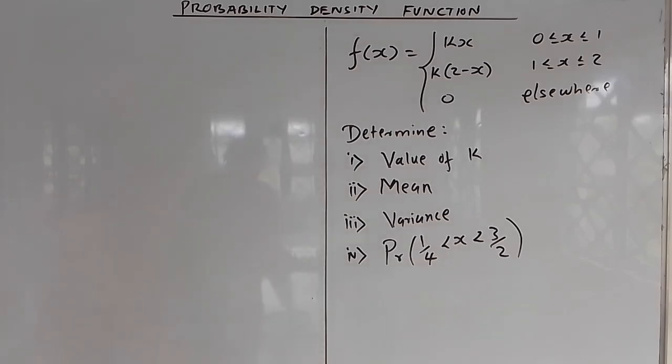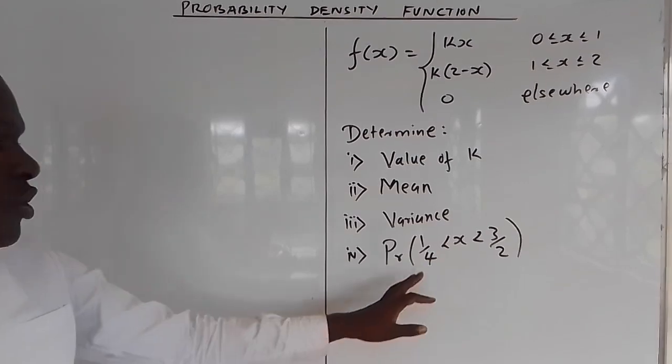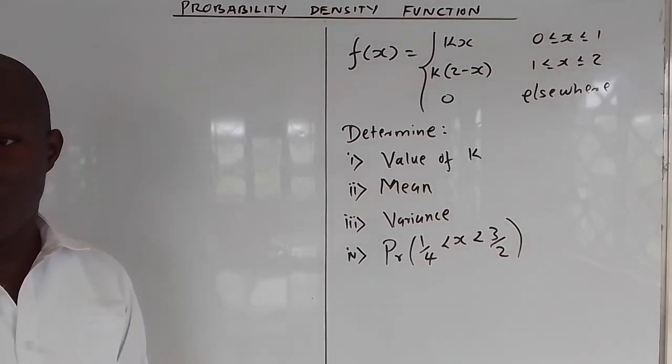So example number 3: a continuous random variable x has probability density function defined by f of x is kx when x is in the interval 0 to 1, and it is k into 2 minus x when x is in the interval 1 to 2, or 0 elsewhere. Then you'll be told to determine: Roman 1, the value of k; Roman 2, the mean; Roman 3, the variance; and Roman 4, the probability that x is between the interval 1 over 4 to 3 over 2.